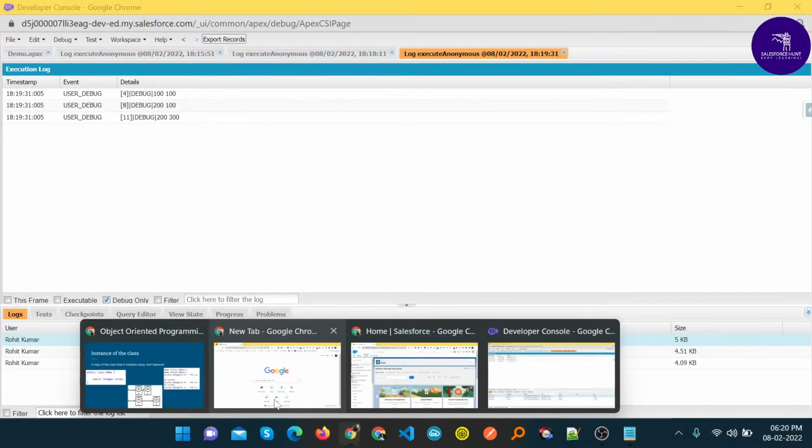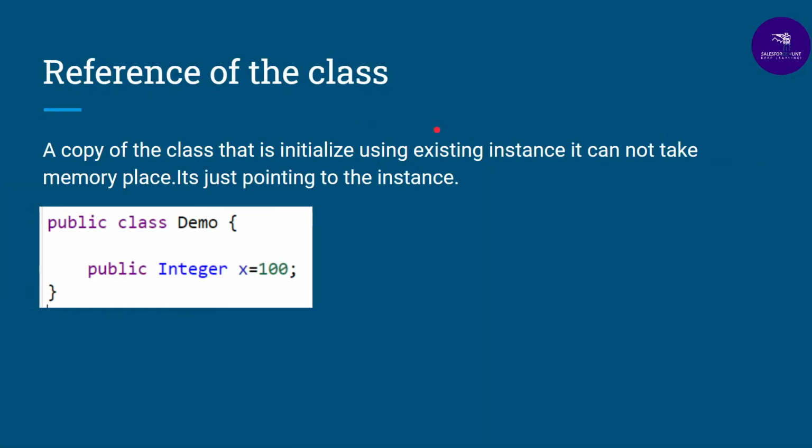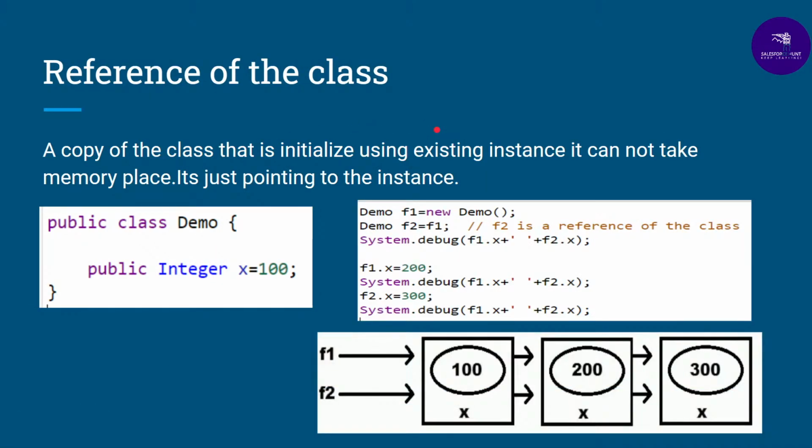Now let me open the next thing, that is the reference of the class. With the help of a reference we can also access some value, but a reference of a class that is initialized using an existing instance does not take memory, it is just pointing to the instance. Always remember, a reference is nothing but a pointer to the instance. So how to do that? Let me show you again.